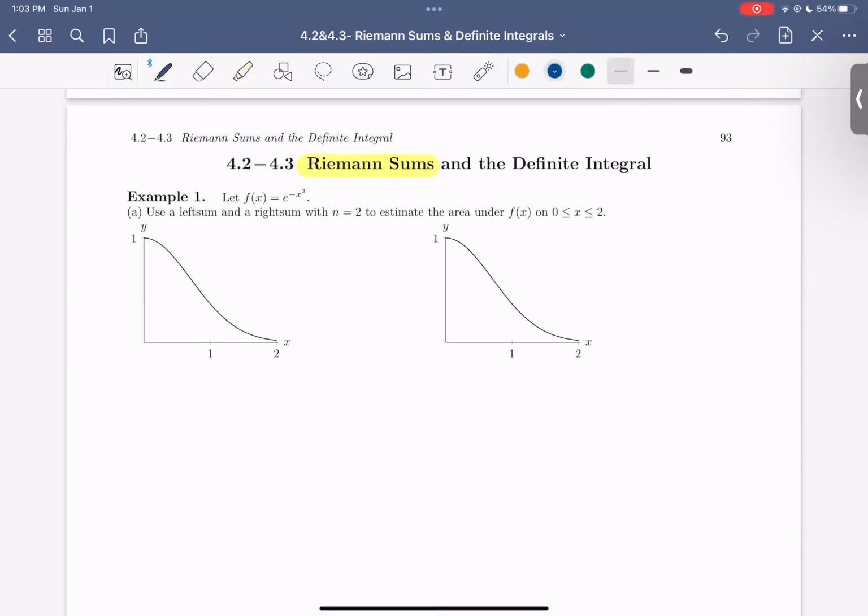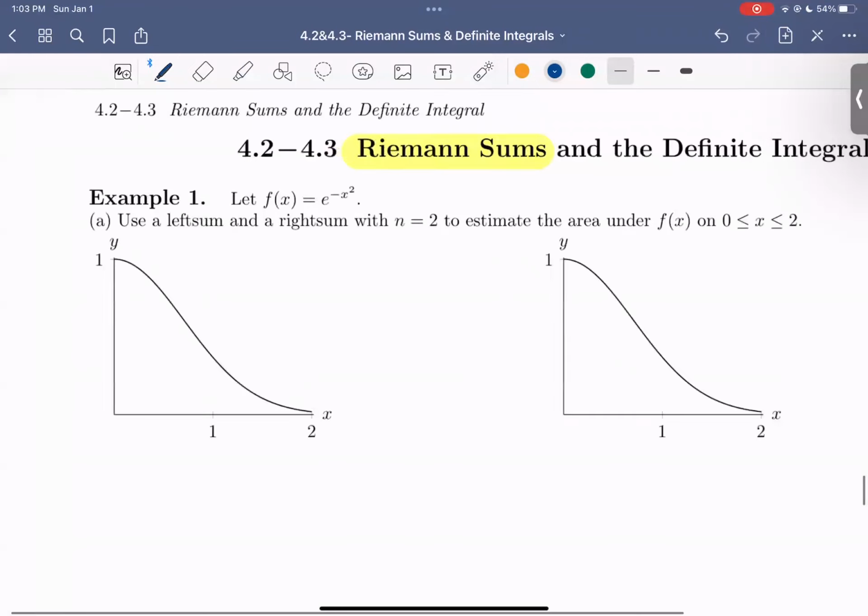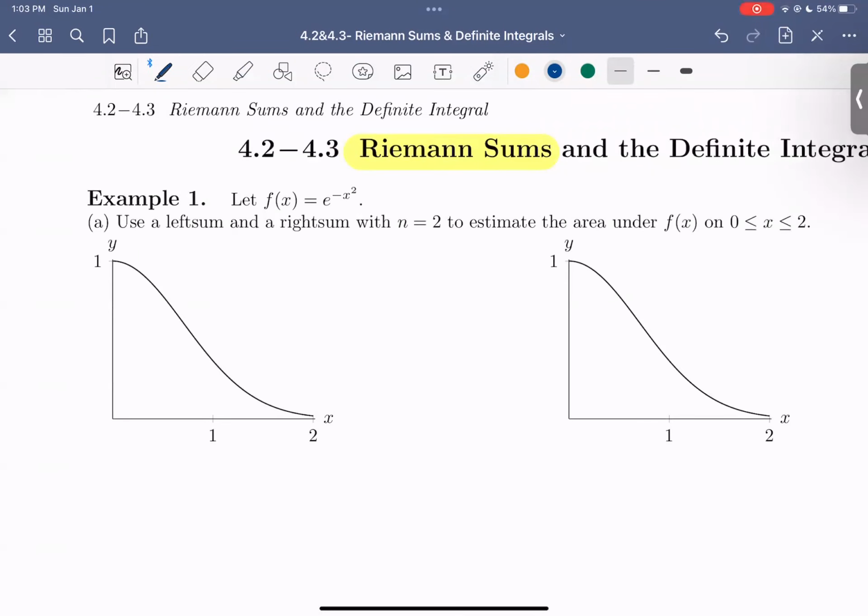We're given, let f of x be the function e to the negative x squared. Part A asks us to use left sum and right sum with n equals 2 to estimate the area under f of x from x going from 0 to 2. Let's unpack this statement a little bit. First of all, something very important to keep in mind is n equals 2.